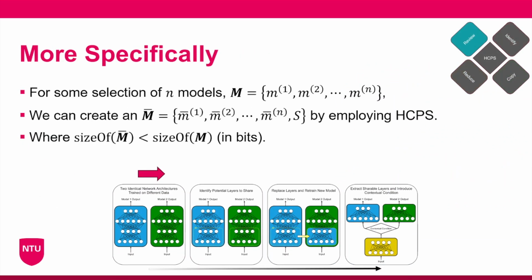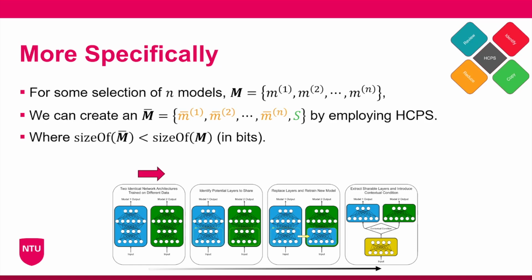More specifically, if we take it more mathematically, for some selection of n models, I've got an example of n equals 2 at the bottom if you want more of a visual representation. If we have a vector of models, we'll call that M. We can reduce that using HCPS to create M bar. And that will contain, instead of these full-size models, the reduced models as well as the shared component S. You can see those highlighted there.